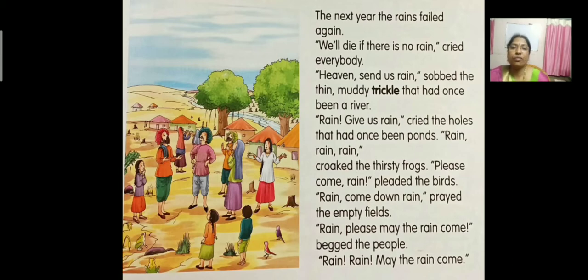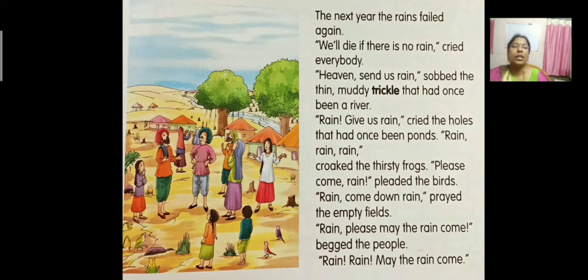Croaked the thirsty frogs. Please come rain, pleaded the birds. Rain, come down rain, prayed the empty fields. Now even the frogs croak. Croak means their voice. So with that they started asking, please come rain. They were badly in need of water, they were badly in need of rain. So even the birds feel very thirsty, isn't it children? So they pleaded, they requested the rain to come down.